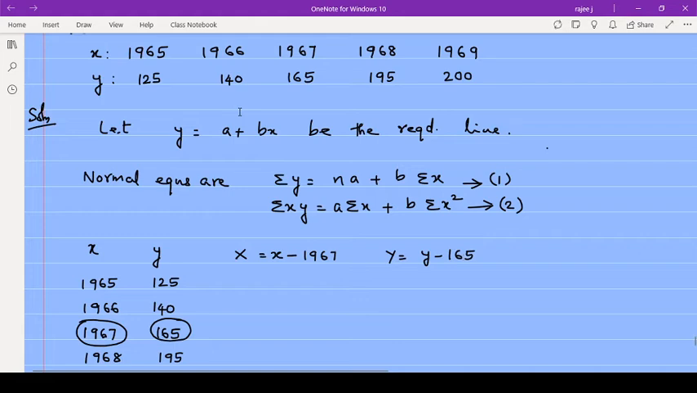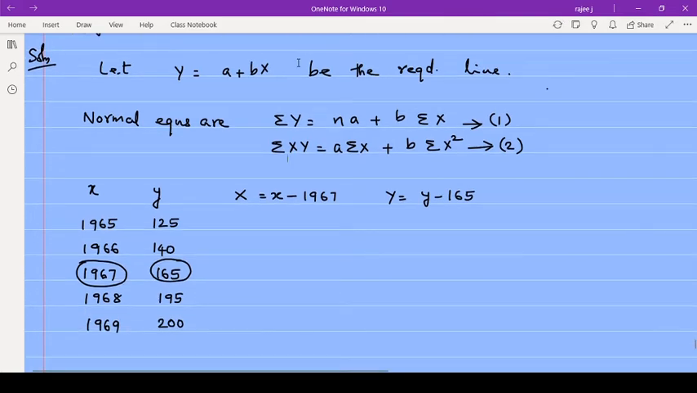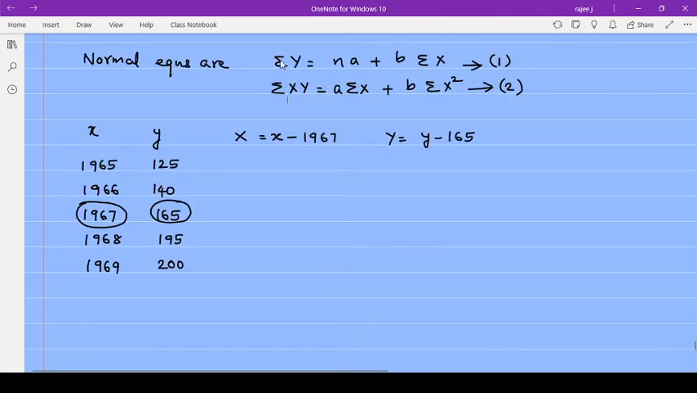It's better that we take this as capital Y equal to a plus b capital X, because finally we need to change back. Otherwise at the end there may be confusion. So here it will be Y, X, X square, and this is XY. Now we need summation X, summation Y, then XY, which is X into Y, and we need X square.